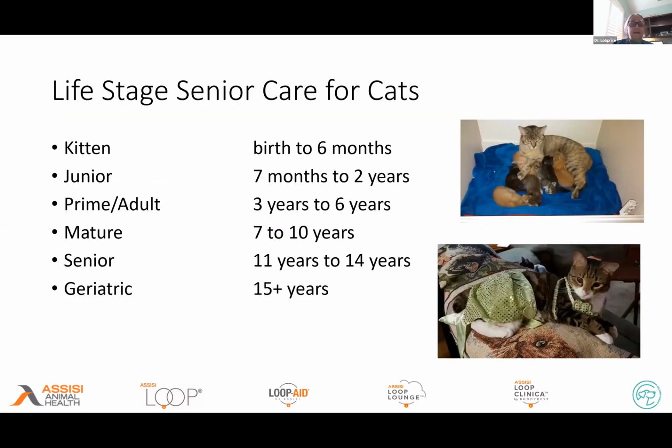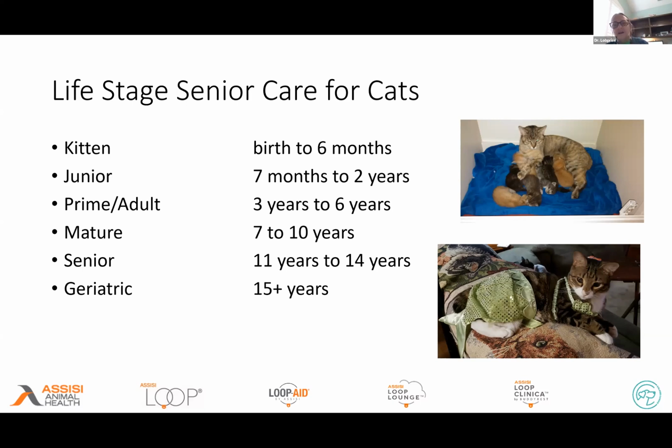Now with cats, it's pretty easy. Kitten, up to 6 months. Junior, up to 2 years. Prime adult, up to 6. And they talk about mature cats being 7 to 10 years of age. That means our seniorhood starts at around 11 years of age and geriatric at 15. So if you start looking at things like diet, stating that senior is 7 doesn't work out for cats or small dogs.